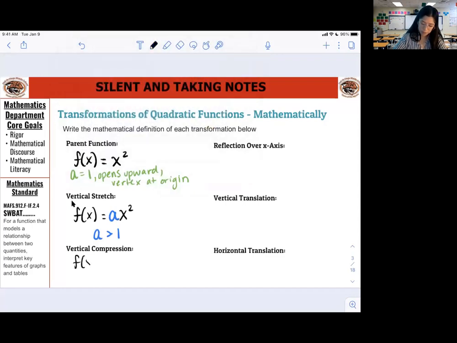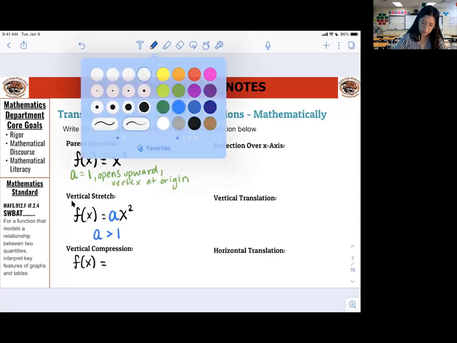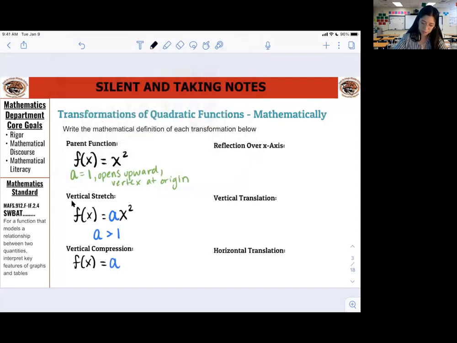On the other hand, you got a vertical compression. Again, that's when you have a leading coefficient, but this time, what's the leading coefficient? Less than 1, and what type of number is it specifically? A fraction. So you have to be careful, because it's less than 1, that's true, but it's also still going to be a positive number. It's not a negative number, it's a fraction. So what we say is that A is between 0 and 1, so it's a fraction.